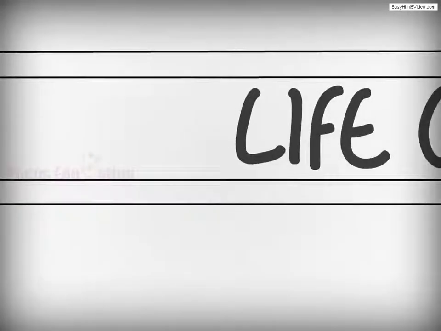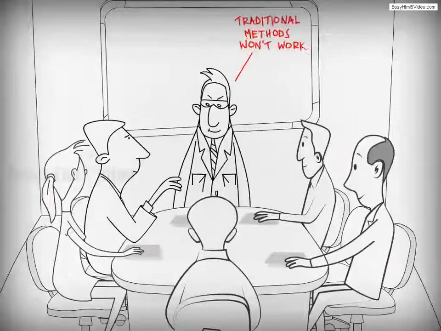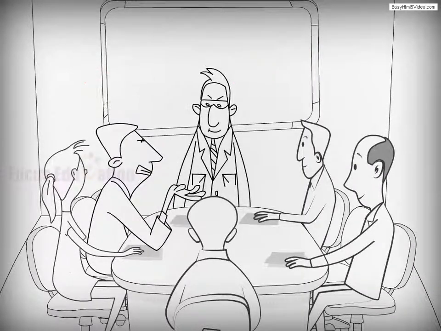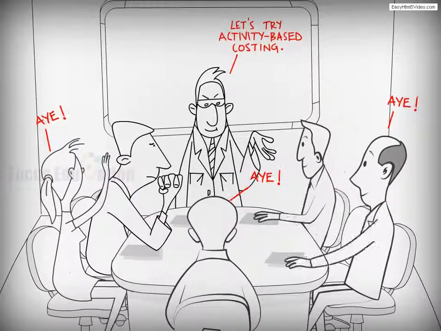As a result of increased competition and product diversity, Life Fitness's managers felt a need to have a more refined cost allocation system versus the traditional cost accounting methods of plant-wide overhead rate and departmental overhead rates followed in the company so far. They decided to use activity-based costing.